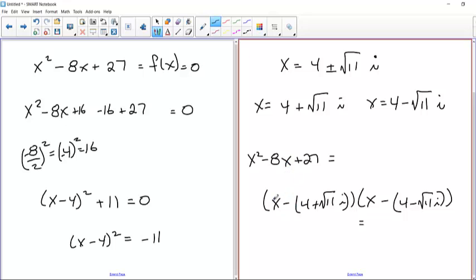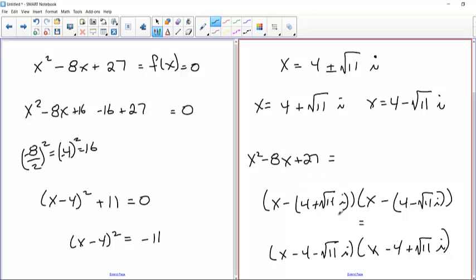And you can see if x is equal to the negative of this, then this goes to 0 and you get a solution. And finally, if you wanted to multiply this thing or distribute the negative, you would have x minus 4 minus the square root of 11i and x minus 4 plus the square root of 11i is equal to the original one.